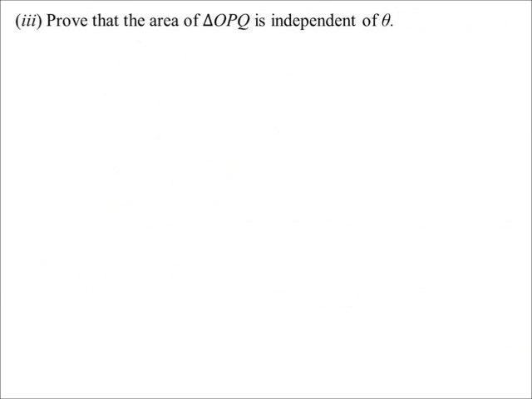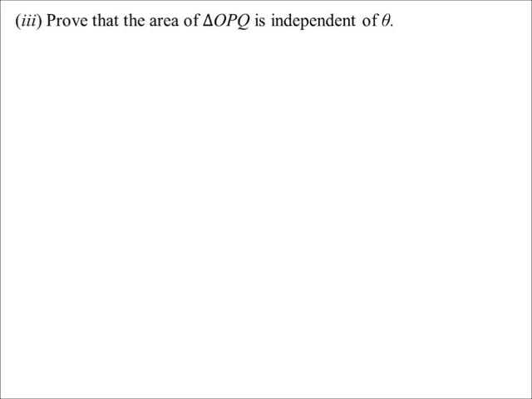Oh, now this one's a little bit more tricky. Prove that the area of the triangle OPQ is independent of theta. So when we work out this area, there should be no mention of theta in it whatsoever. Okay. What area of a triangle? Well, there's 2 ways of doing it, isn't there? We've got half base times height, or we could use our half AB sine of the angle in between.